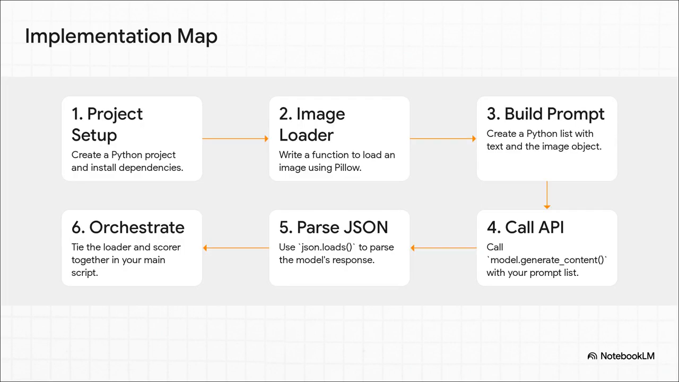That's your entire toolkit. So here's your step-by-step roadmap. First, you set up the project, install those dependencies. Then, you write a little function to load images. Next up is the core logic, building that multimodal prompt and making the API call. Once you get a response back, you parse the JSON. And finally, you tie it all together in your main script. It's a really clear path from A to Z.